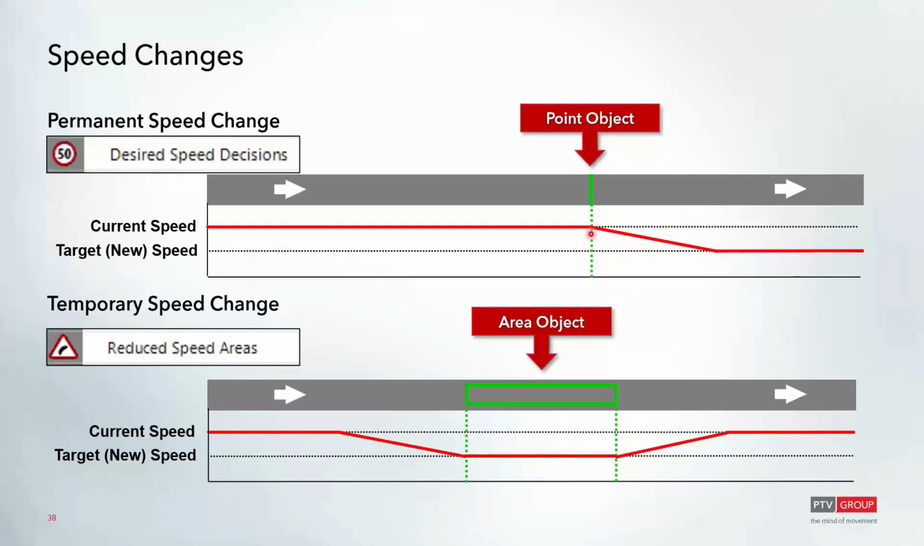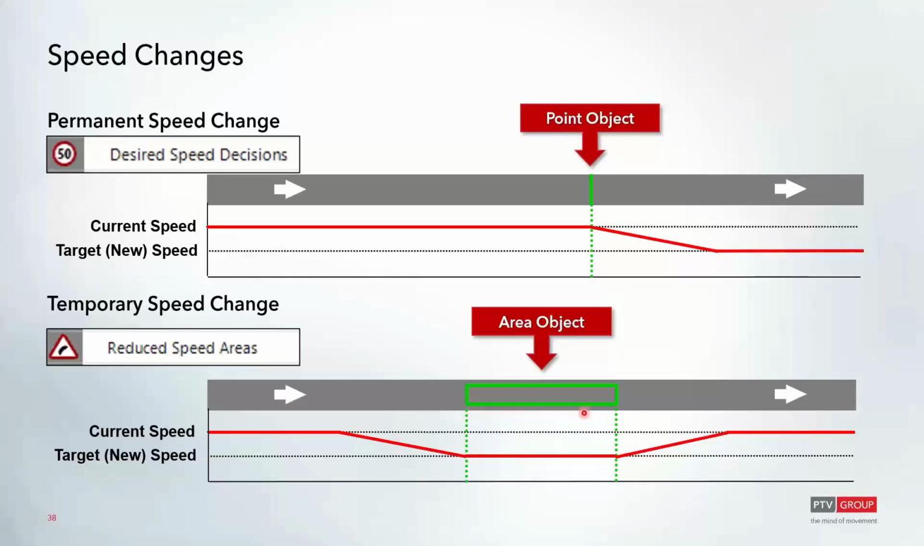So again, for those point objects for the desired speed decision, the vehicles will not see them ahead of time. They're just going to come to that point, reach that point, and then start to do their acceleration or deceleration to reach that new target speed. And then on the opposite side, we have those reduced speed areas, which again are just going to represent a temporary speed change.